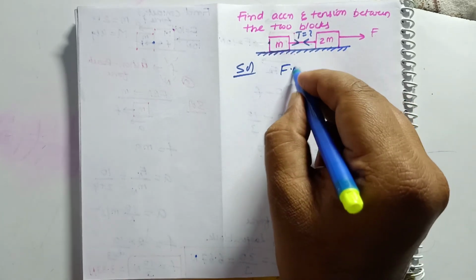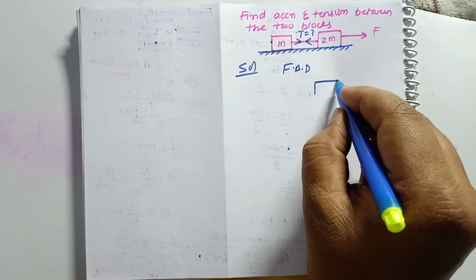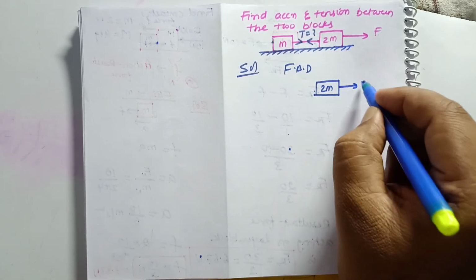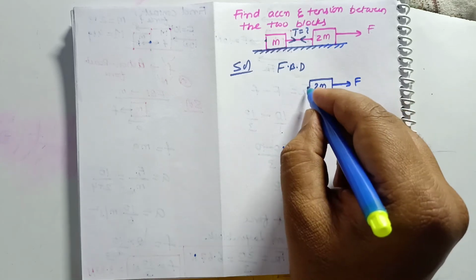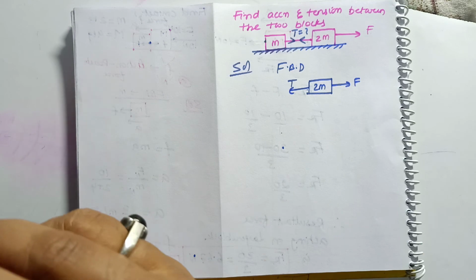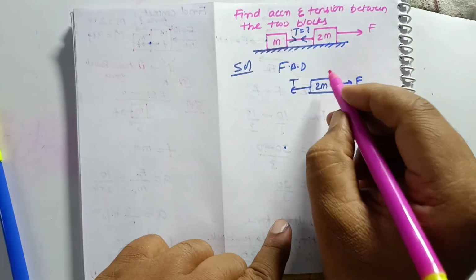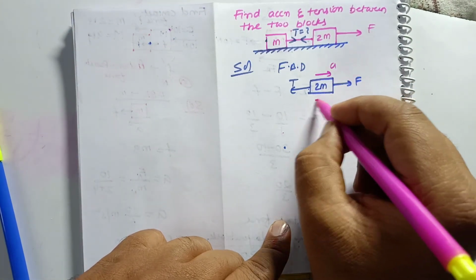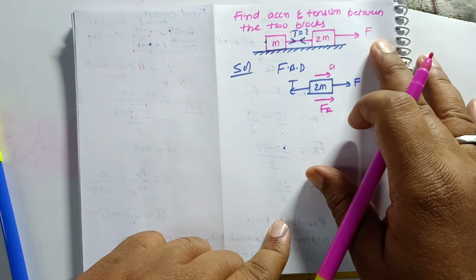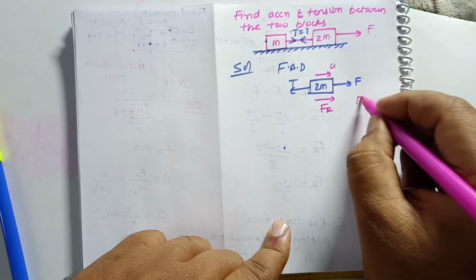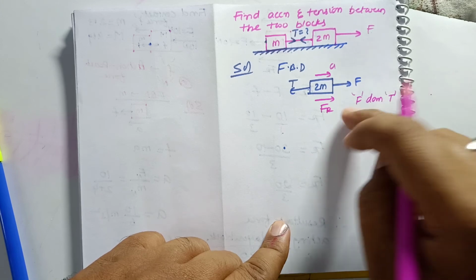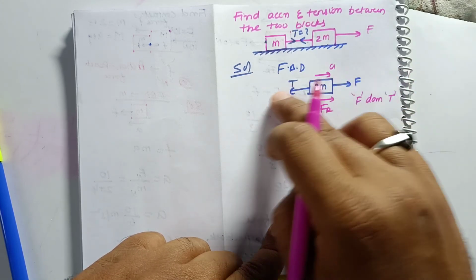We will consider the free body diagram of the larger mass. How many forces are acting on that? See, capital F is acting on the right side, and tension is acting on the left side here. As tension is acting on the left side, acceleration is on the right side and the resultant force is also on the right side, because the total system is moving right side. So capital F dominates tension. That's why the block is moving right side here.